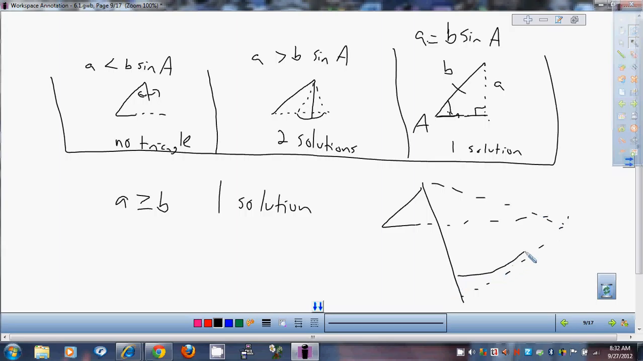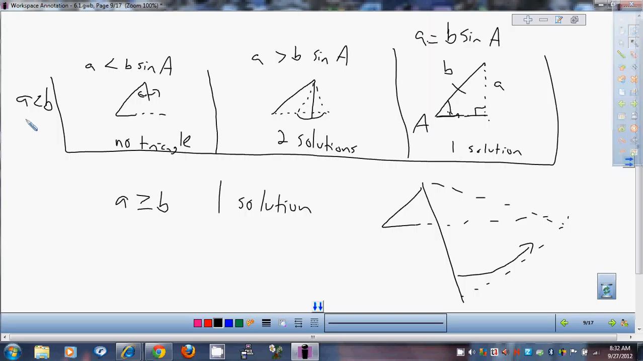If it's swung way over there, you could have that one acute triangle. But that's it. If A is greater than or equal to B. Therefore, the top three are if A is less than B. You only use those if A is less than B.